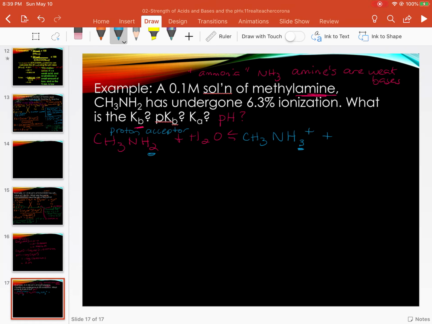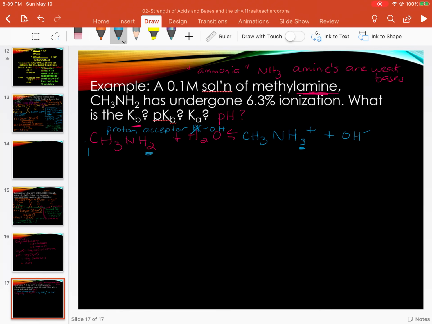What is important is if it accepts a proton, then that comes from the water, which means that water has given away one of its protons to make OH. So now when you have a weak base, even though there is no hydroxide in the formula, where does the hydroxide come from? Oh, it comes from the water.